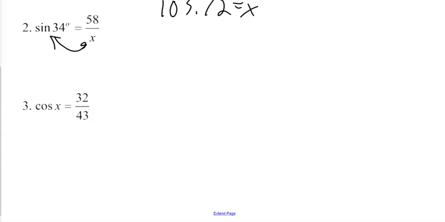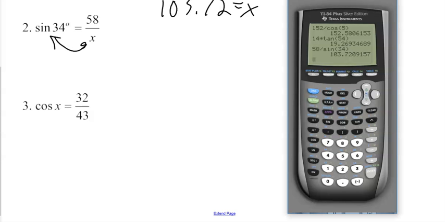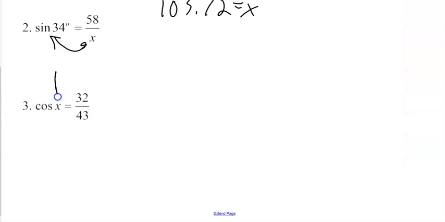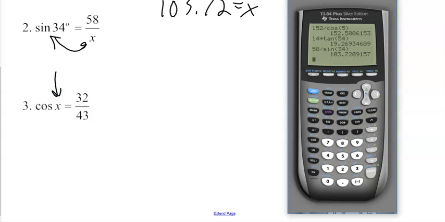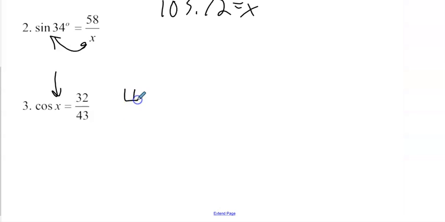Oh, what's going on here? Back to what we first learned. We're trying to find the angle. So we have to hit second cosine, and then just type in 32 divided by 43. And if we wanted to, you could also do the alpha y equals and put it as a fraction. Doesn't matter. 41.9, so about 42 degrees. And that's it.